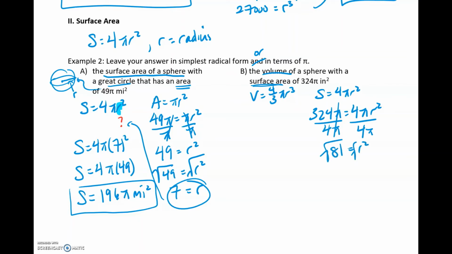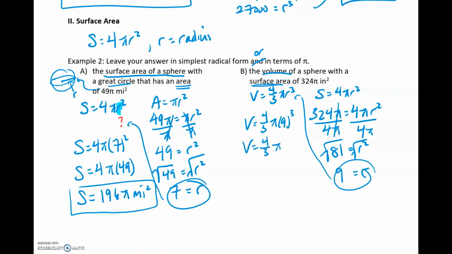Square root both sides. Again, I'm ignoring the negative square root, not because it doesn't exist, but because it's not a length. So our radius is going to be 9. And that was our only missing piece to find volume. So 4/3 pi times 9 to the 3rd power. Again, not rounding because it says in the directions to leave it. So I'm going to go ahead and multiply my fractions. 4 times 729 divided by 3.